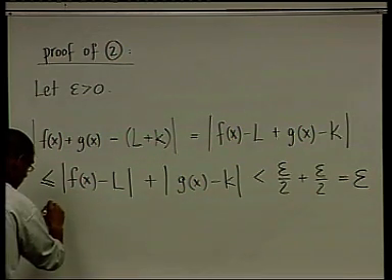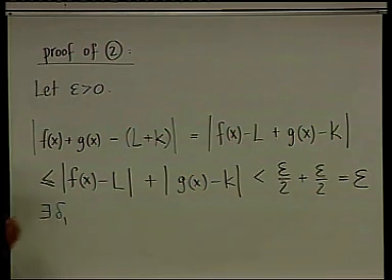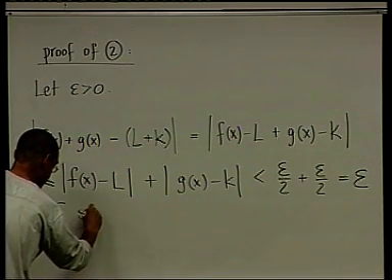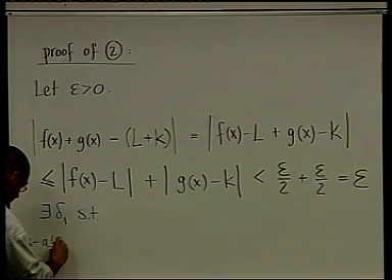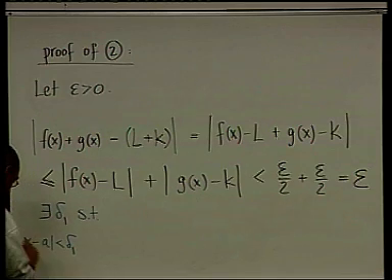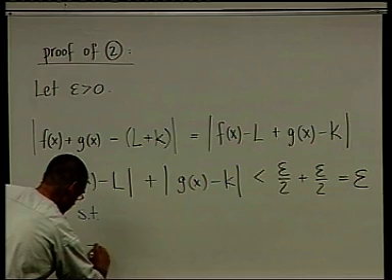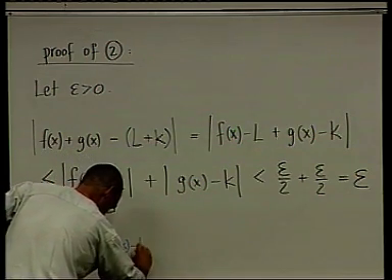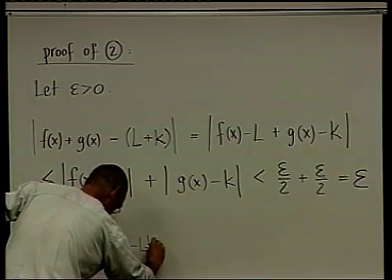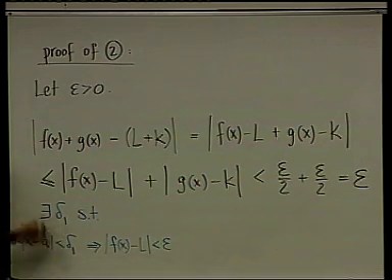So there exists a delta, let's call it delta 1, such that if x minus a is less than delta 1 and greater than 0, then f of x minus L is less than epsilon. Does everybody agree that this is true?